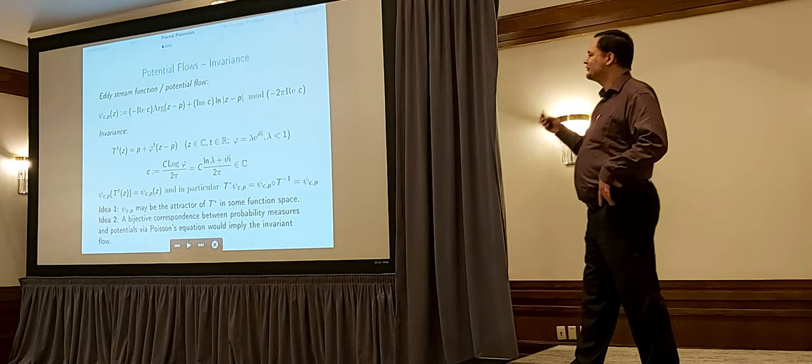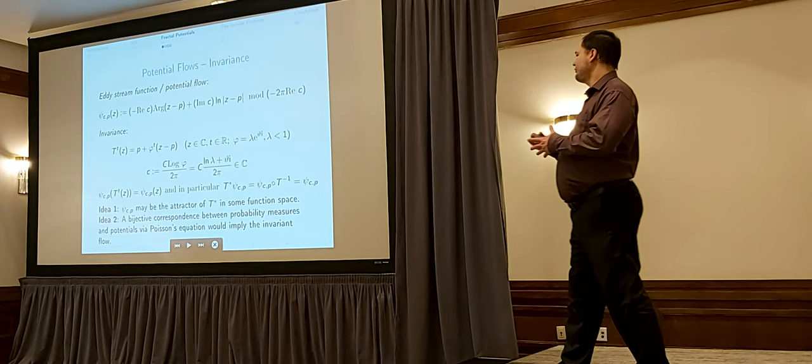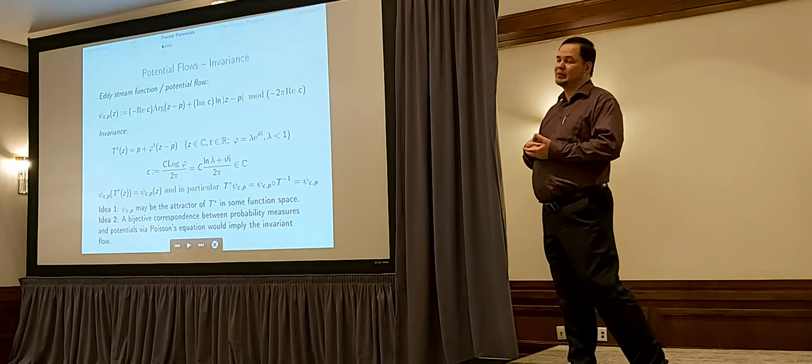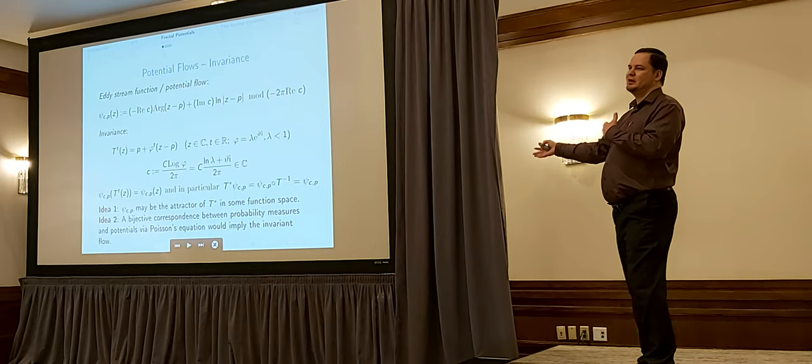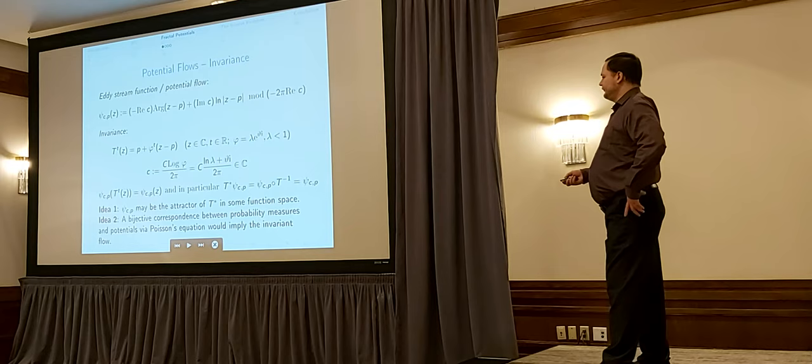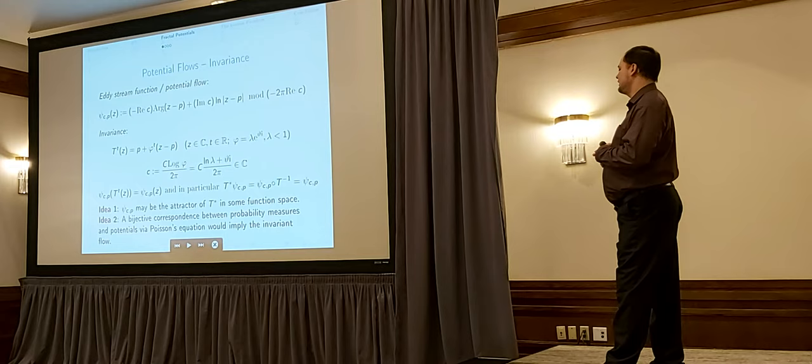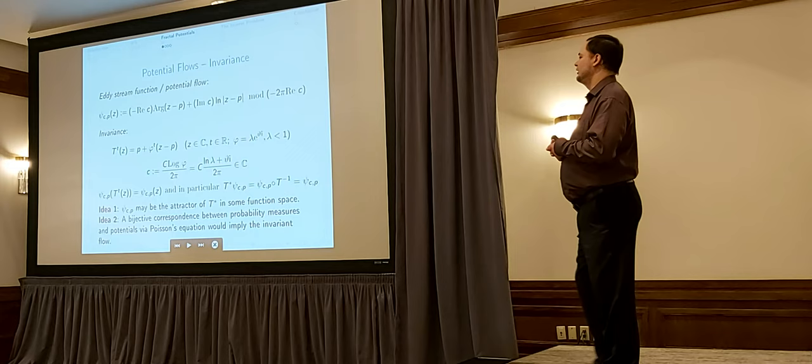So the first idea was that this stream function may be the attractor of T star in some function space. And if that's the case, then we may be able to combine such T stars with weights and still be able to show an attractor as well. And so the second idea is that a bijective correspondence between probability measures and potentials by Poisson's equation would imply the invariant flow. So that's the idea I've already talked about.